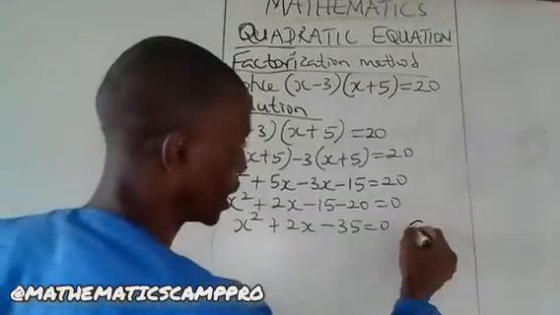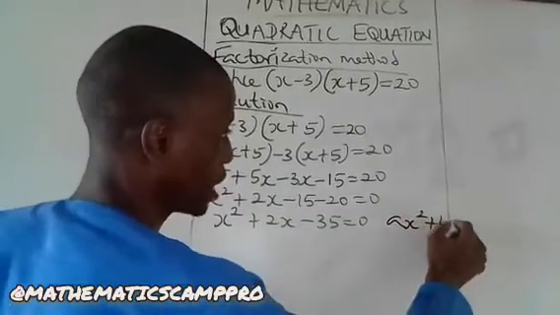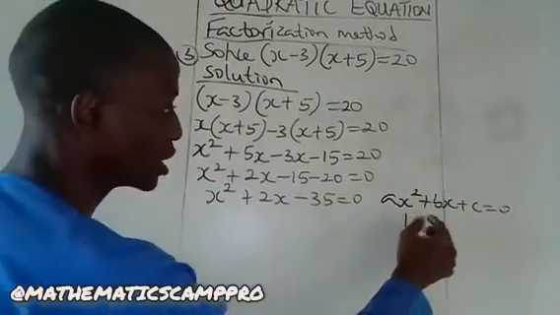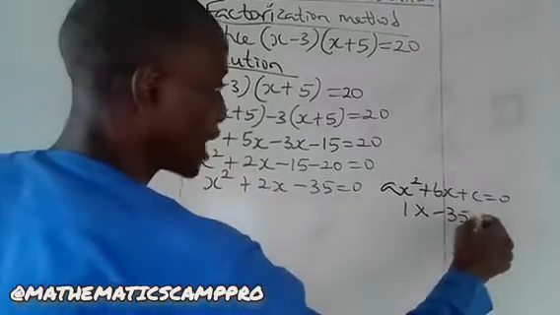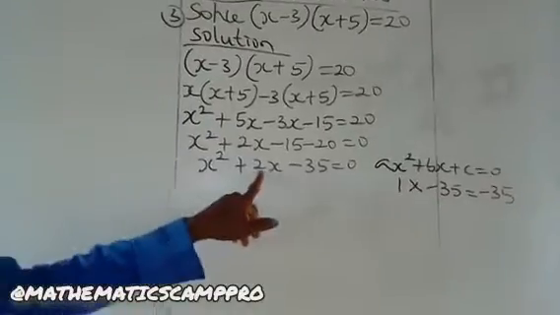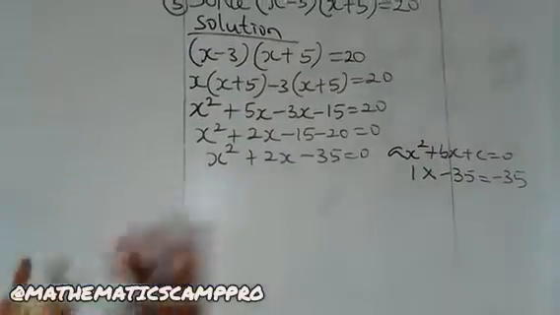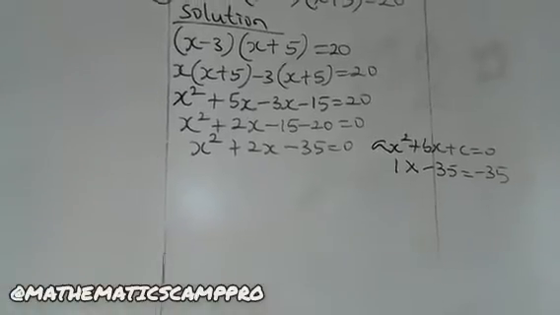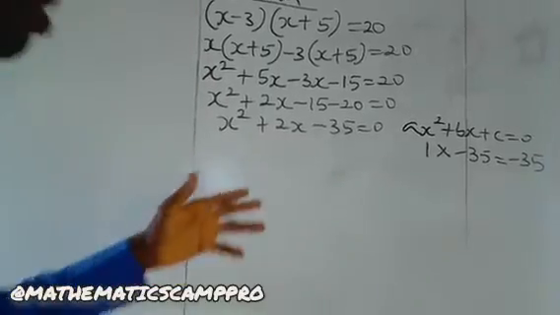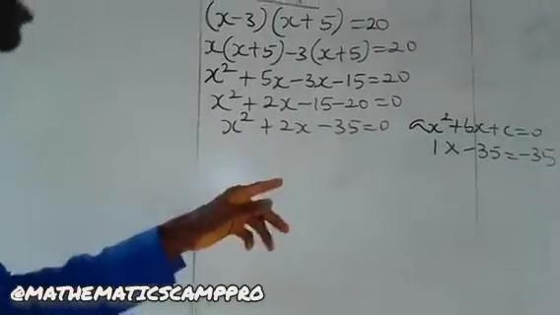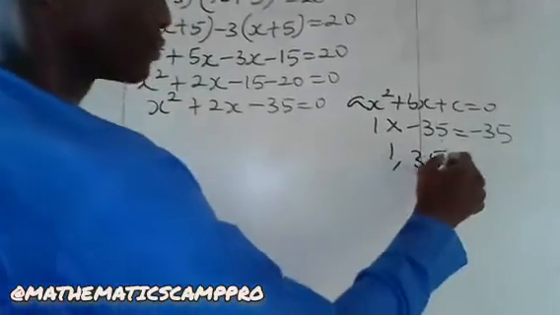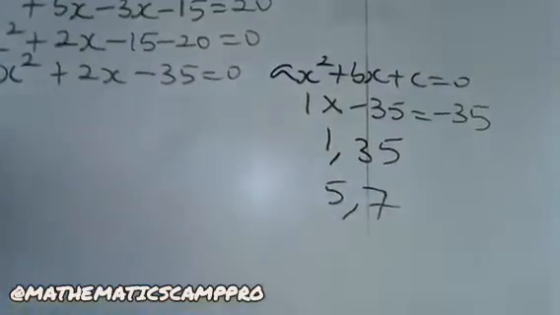Now, looking at the form again, we have ax squared plus bx plus c equals to 0. Now, we have 1 times minus 35. That will give us minus 35. Now we have plus 2, which is our b. Now what are the factors of 35? Now when we multiply them, it's going to give us minus 35, and also when we add or subtract them, we are going to have plus 2. These are the factors: 1, 35, 5, 7.